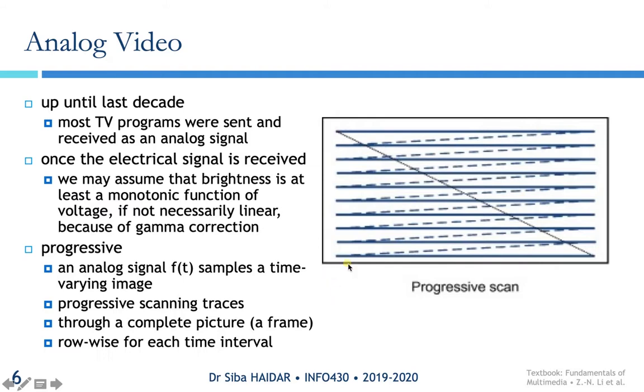So for a time interval from t to t plus 1, for example, you scan the rows of this image, and until the next time interval, you have the image that was changed. So you go back, like you can see the vertical retrace, you go back from the last picture element and you repeat the scanning beginning from the first picture element, and you go row-wise again, and this value is a function of the time, and this is the analog signal f of t. And here what we described is the progressive scanning. So you scan the complete frame row by row, and in each row value by value.